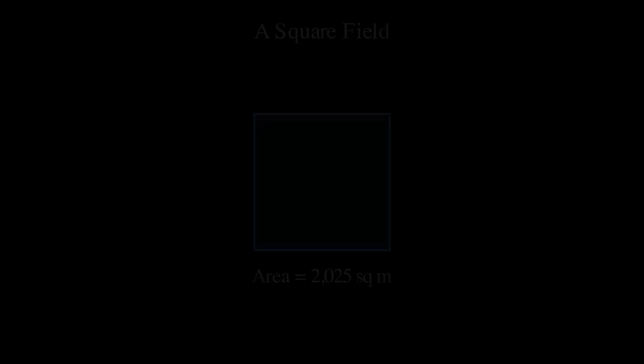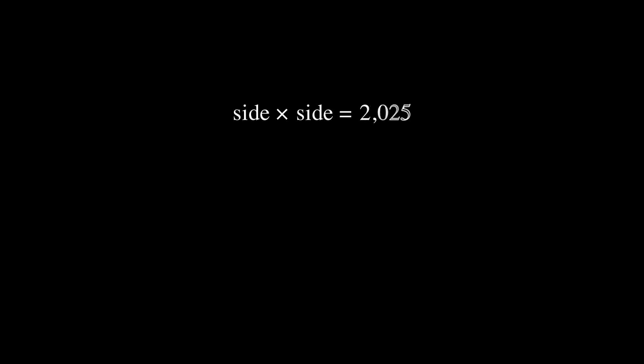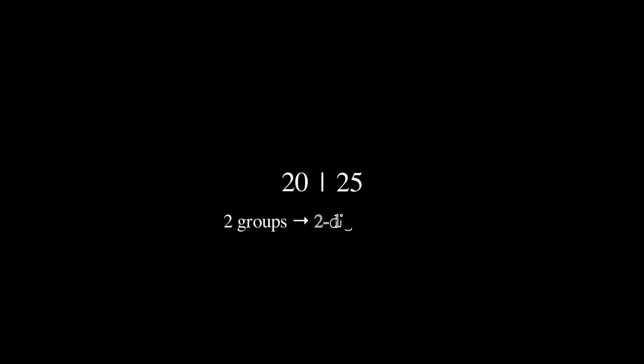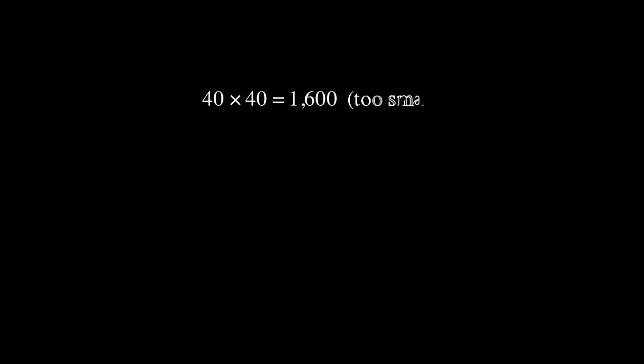A square field has an area of 2,025 square meters. Find the length of each side. Let's first use digit pairing to see roughly how many digits the answer should have, then narrow it down with testing. Grouping the digits in pairs from the right, 20 and 25, that's 2 groups, so the answer should have 2 digits. So we test 2-digit numbers.